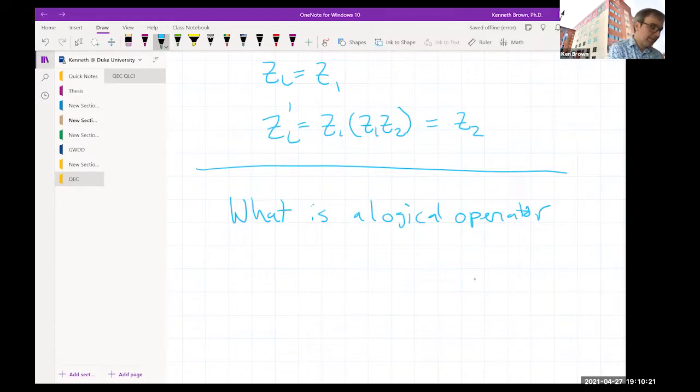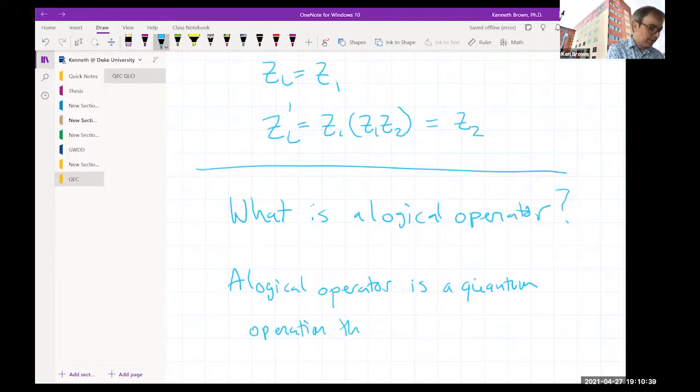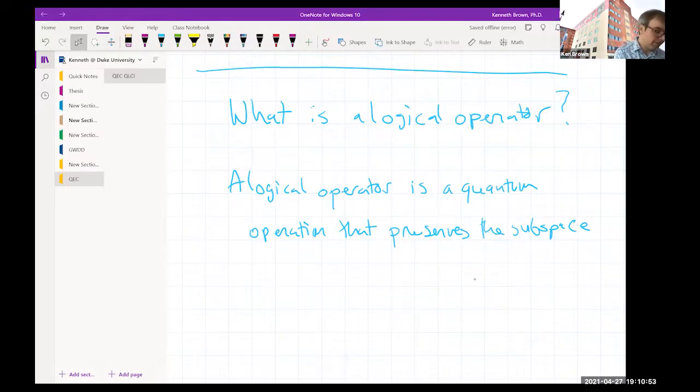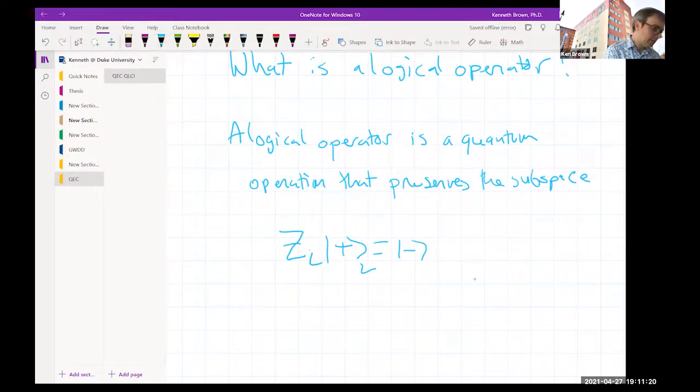So a logical operator generally is a quantum operation that preserves the subspace. And so for us, it's convenient to think about constructing them from logical Pauli operators. So then we just find a logical Z, which takes logical plus to logical minus. And we find a logical X, which takes 0 to 1.